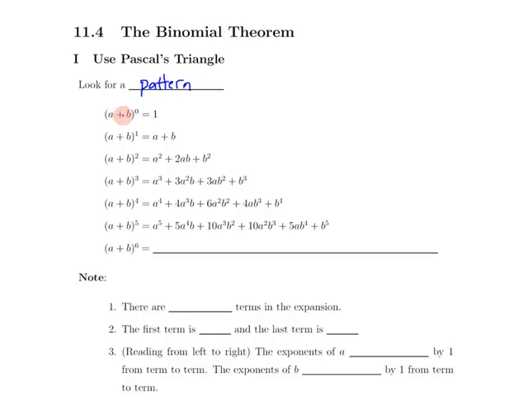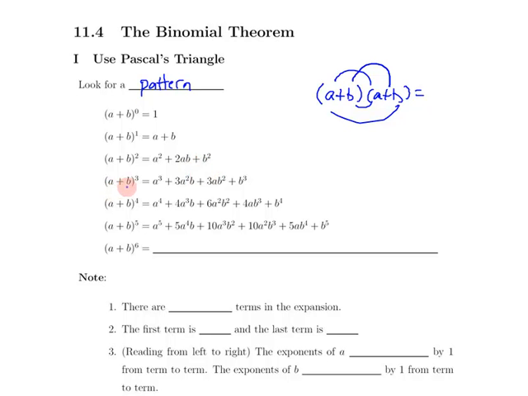Look at this. Of course, a plus b raised to the 0 is 1, because anything raised to the 0 is 1. And of course, a plus b to the first power is itself. Now, a plus b squared is what you get if you take a plus b times a plus b and FOIL. First, outside, inside, last, gives me a squared plus 2ab plus b squared.